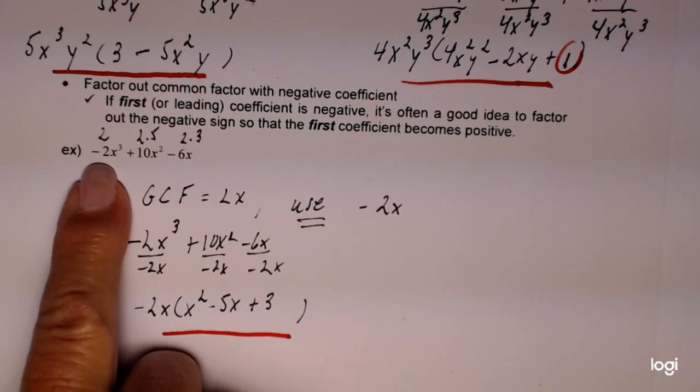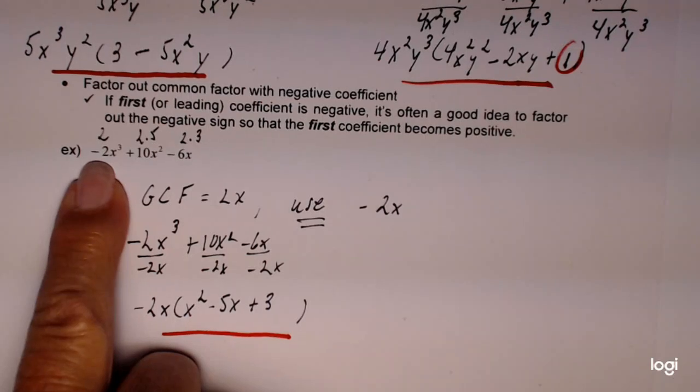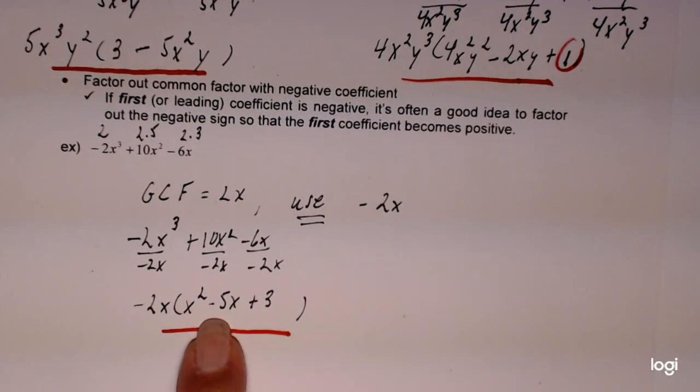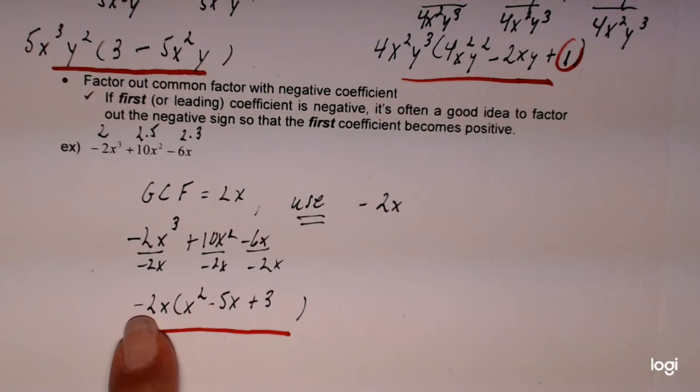Again, when the first term of your polynomial contains a negative sign, it's a good idea to factor out the negative so that you're left with an expression where there's a positive coefficient here. We can't factor this anymore. This is prime. But if we could, it would be useful that this is positive. But regardless, we're always going to factor out the negative when we can.